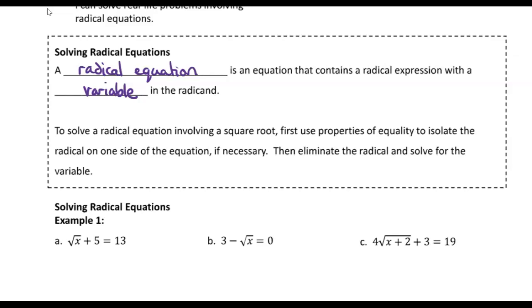So for example, it could have a square root of x or a cube root of x or a fourth root of x or so on. Today we're going to limit it to square roots and cube roots. So what they mean is the variable is inside the square root or inside the cube root.